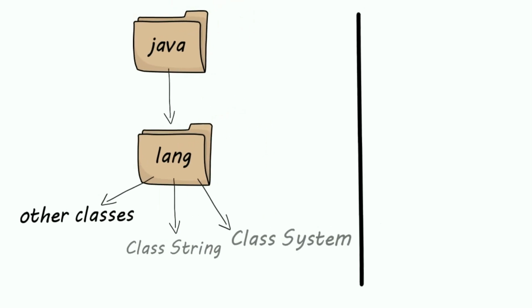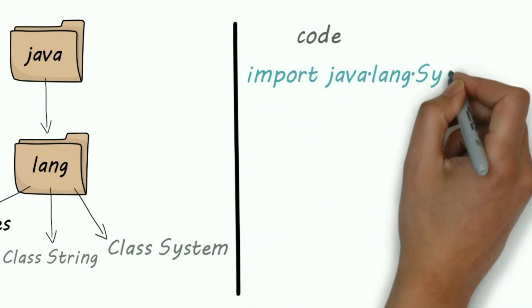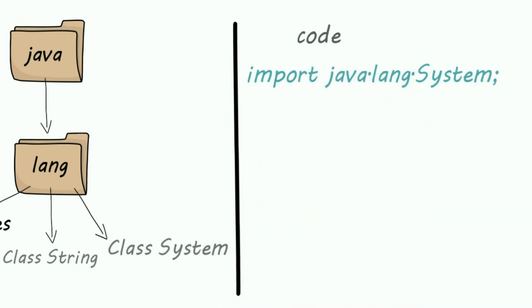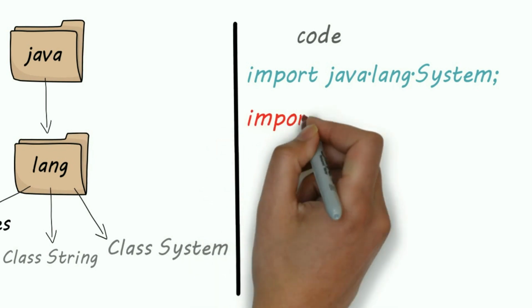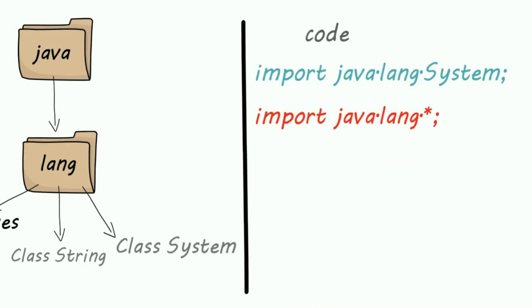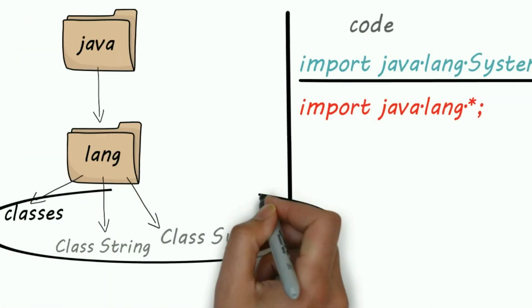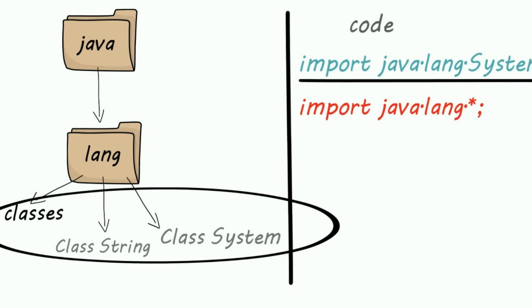So to use them in our program, we need to import them. That is, we need to write the import keyword and the name of our package. For example, import java.lang.System. If we want to use lots of classes in lang, we can use an asterisk to import all the classes in lang. For example, if I want to use the System class, then I'll write import java.lang.System. But if I also need other classes in lang, I'll simply import all the classes in lang by using an asterisk. For example, import java.lang.*.